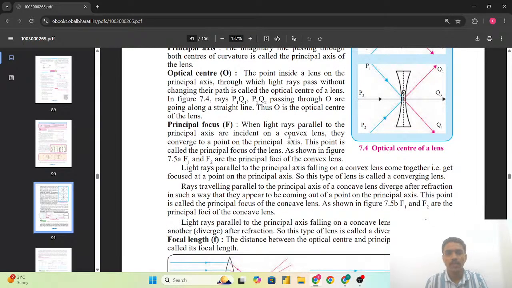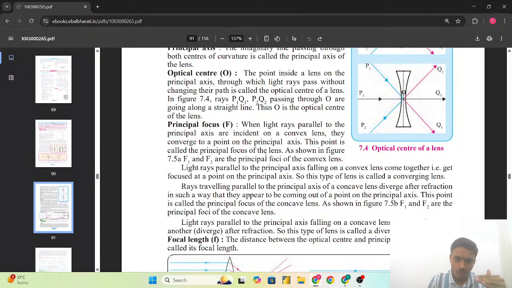Principal focus. When light rays parallel to the principal axis are incident on a convex lens, they converge to a point on the principal axis. This point is called the principal focus of the lens. मतलब एक लाइट रे जो ट्रेवल कर रही है पैरेलल टू द प्रिंसिपल एक्सिस, प्रिंसिपल एक्सिस क्या है? द इमेजिनरी लाइन विच इज पासिंग थ्रू बोथ द सेंटर्स ऑफ द कर्वेचर.